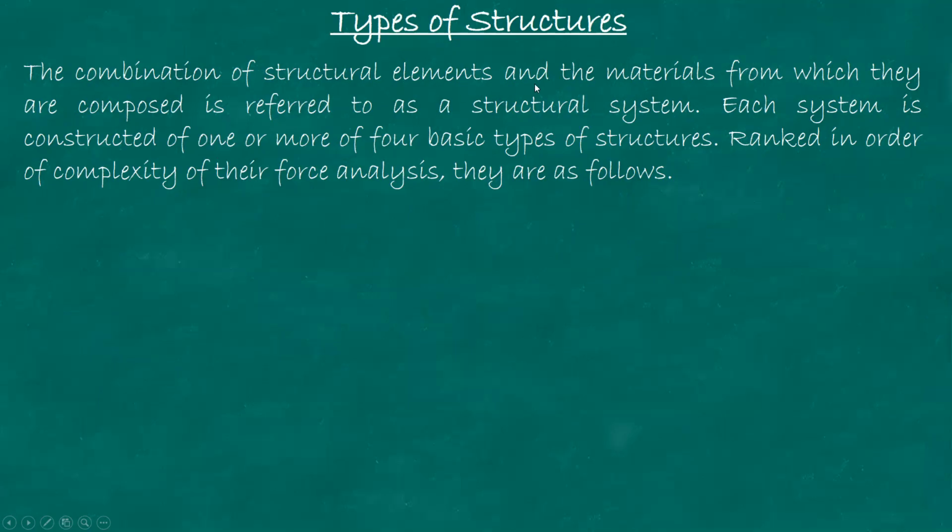The combination of structural elements and the materials from which they are composed is referred to as a structural system. A combination of column, beam, column, beam, column is called a frame. So it's a combination of structural elements. Each system is constructed of one or more of the four basic types of structures. Ranked in order of complexity of the force analysis, they are as follows.